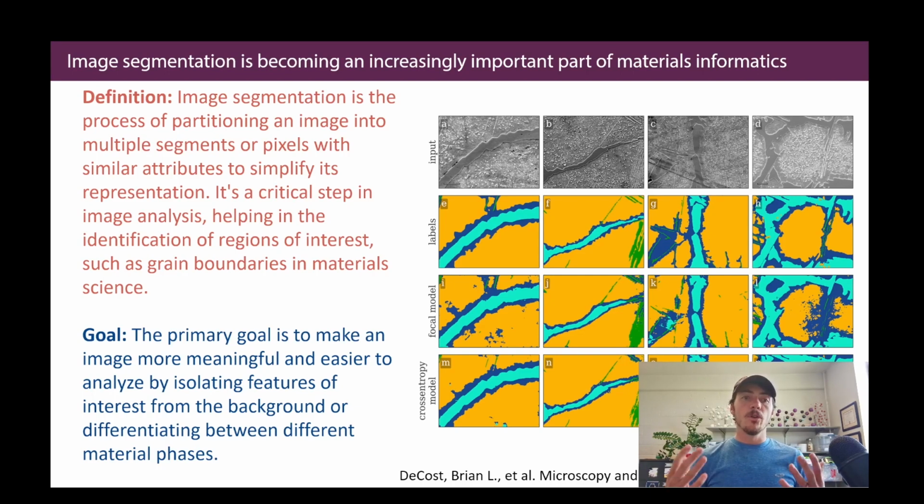So what's the goal? The goal is to make an image more meaningful or easier to analyze by isolating these features of interest from the background or differentiating between these different materials phases, okay? So that's what we want to do. How do we do it?